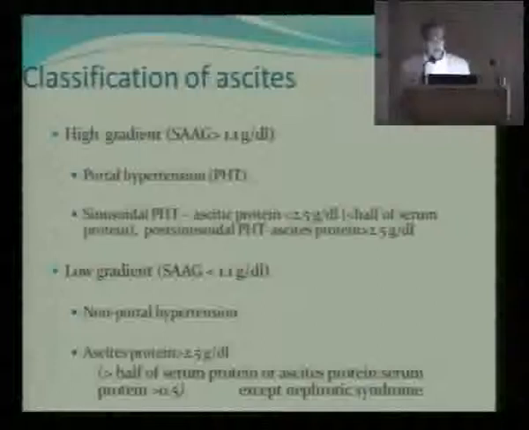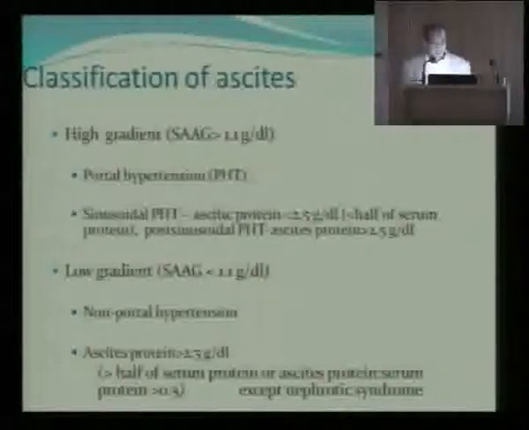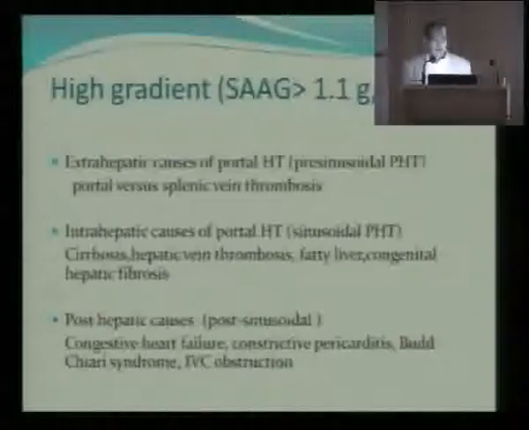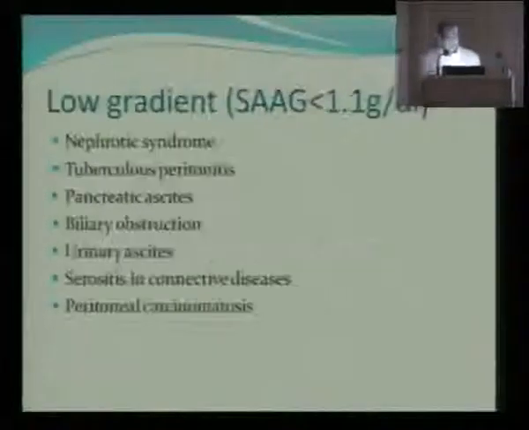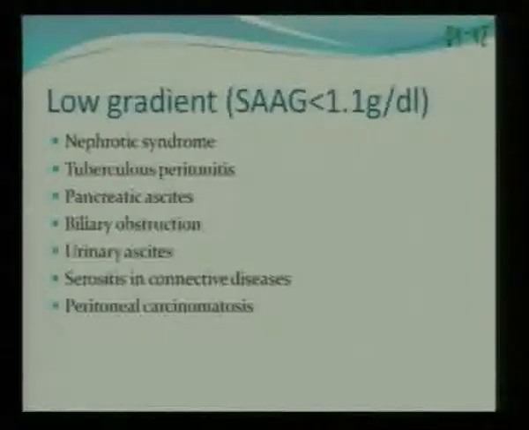The classification of ascites is based on a serum ascites albumin gradient of greater than 1.1, and that's usually the portal hypertension group, and the low gradient is the non-portal hypertension group. The high gradient group will have extrahepatic, intrahepatic, and posthepatic causes of portal hypertension, which you are all very well aware of, and I won't go into details about that. But in the low gradient, there is a host of causes, from nephrotic syndrome right up to peritoneal carcinomatosis, which is not seen in children but is seen in the adult population.